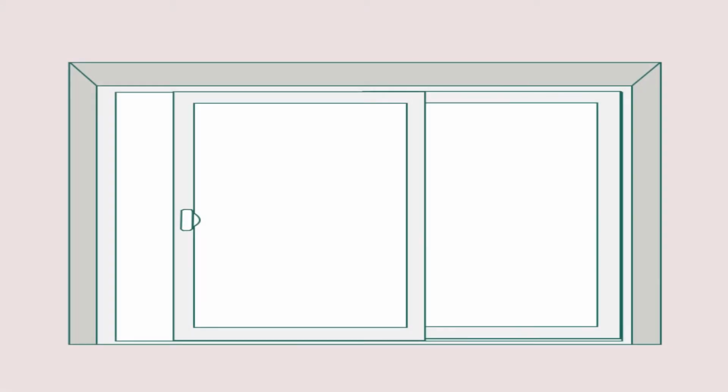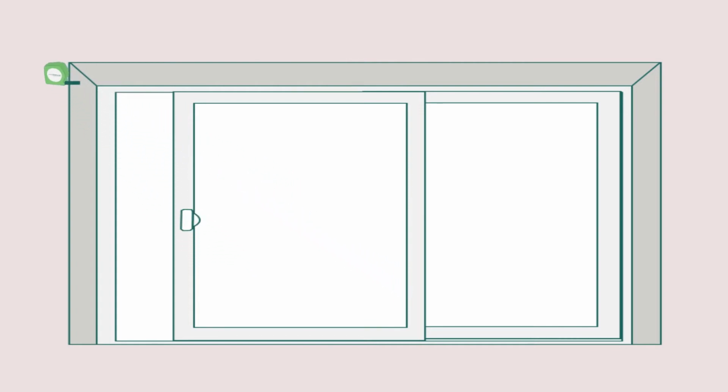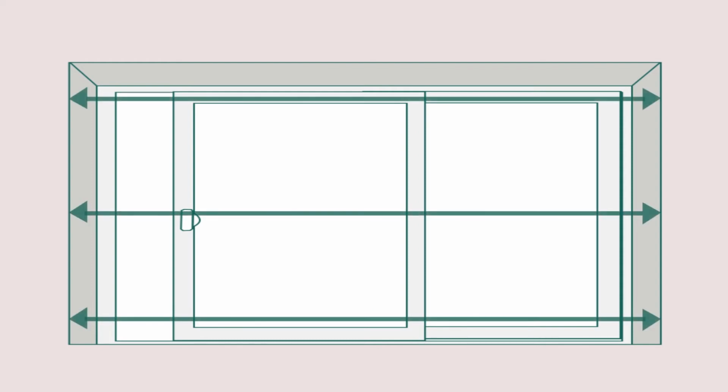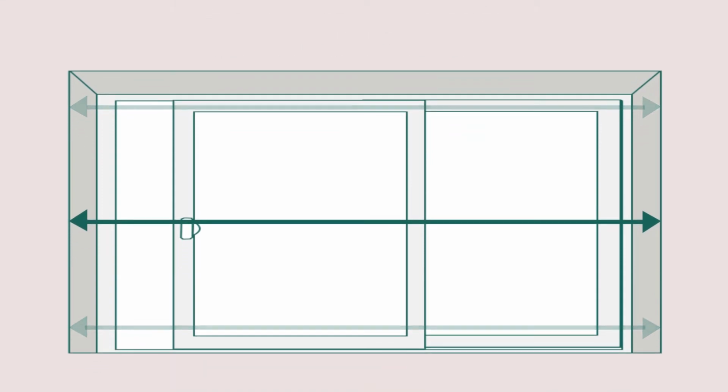If you require your blind inside the recess, then you must take 3 width measurements. Using your steel tape measure, measure across the top of the window. Now measure across the middle of the window and then across the bottom. The narrowest measurement of the 3 is the width we call the recess width.